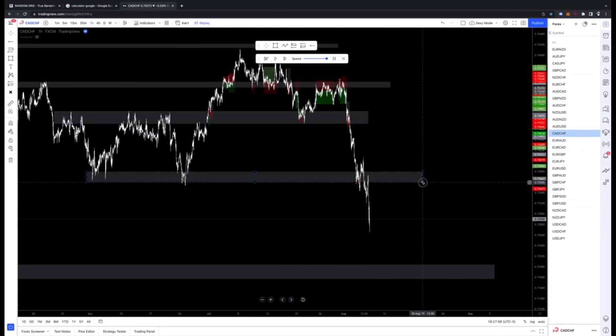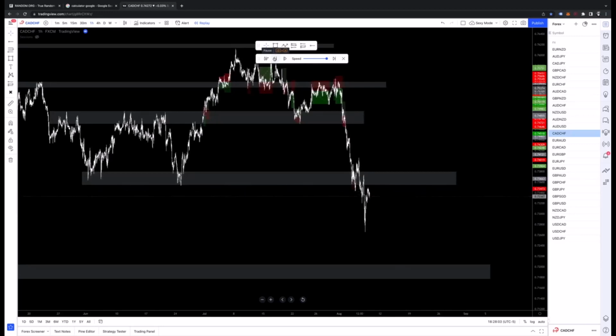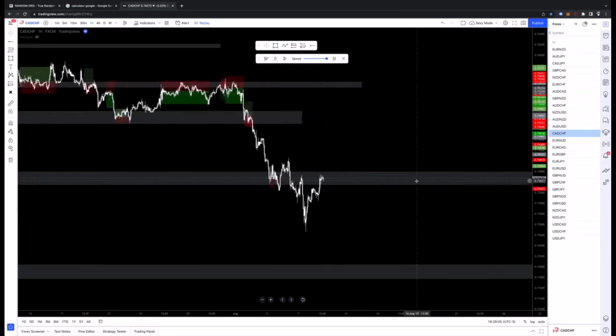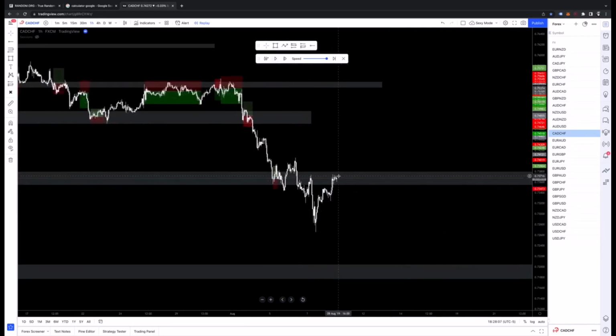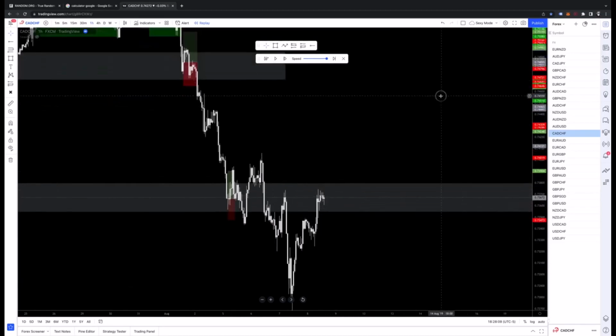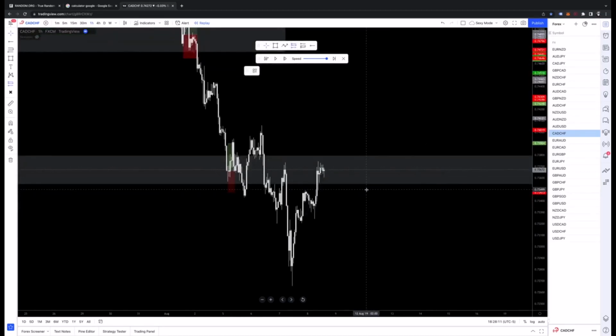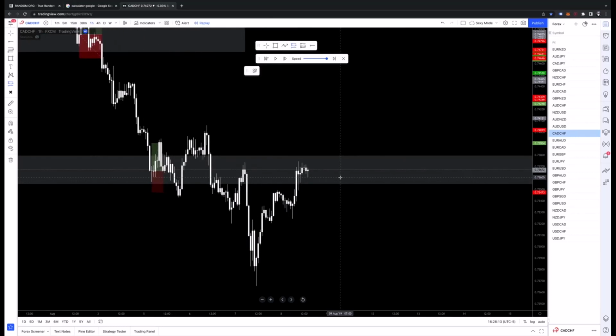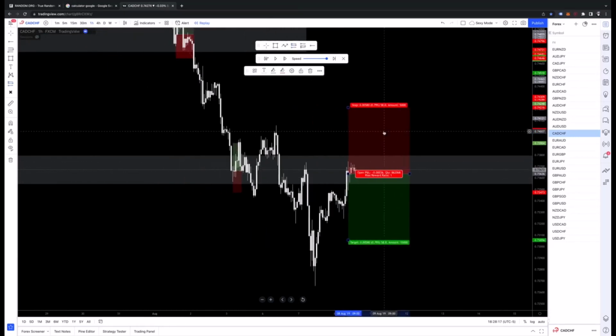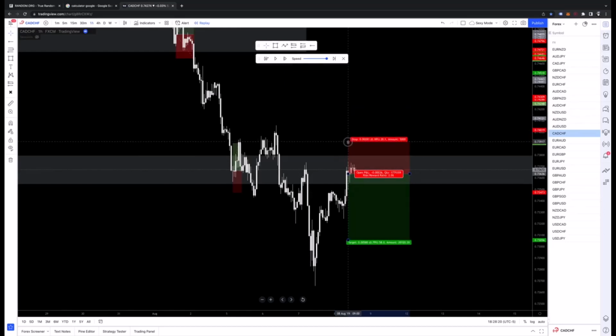So yeah, we'll just keep this zone here. We'll let it play out. So we've had a nice move away. We've had a second test of the zone. It's come to the zone. It's paused, it's respected it. Had a rejection candle right there, and it closed right there. So there's that rejection candle, stop loss just above the zone, and a target right here.